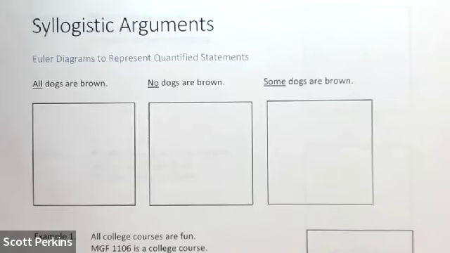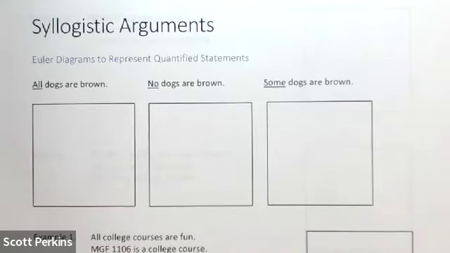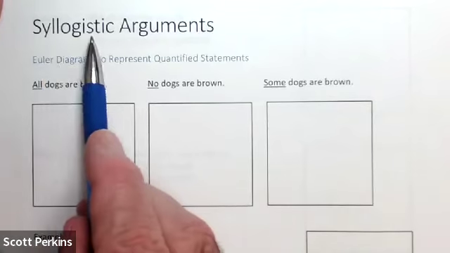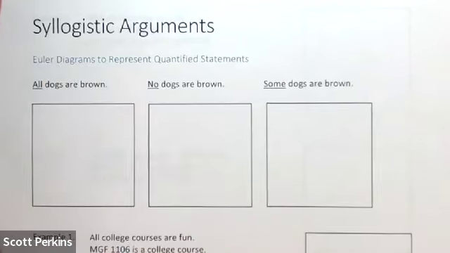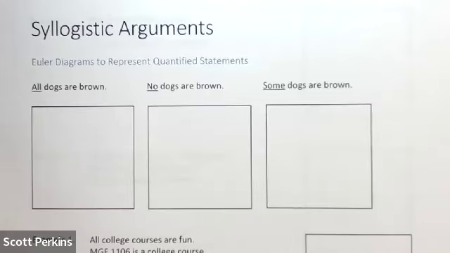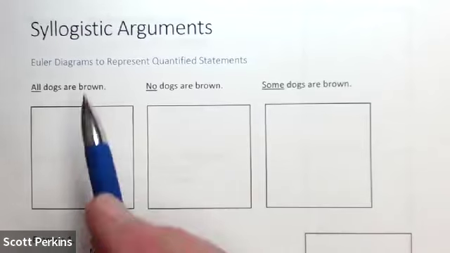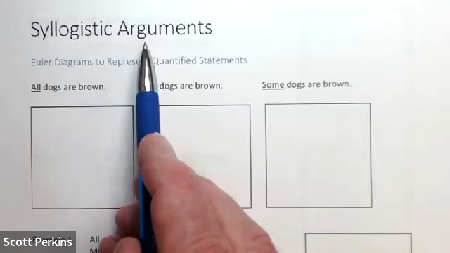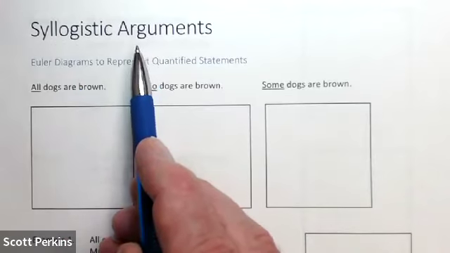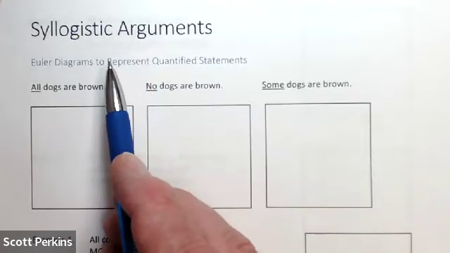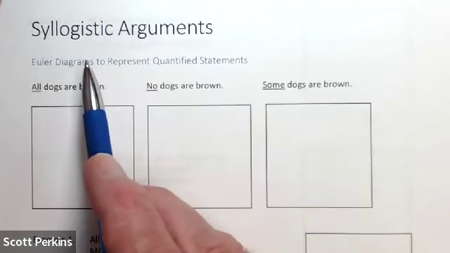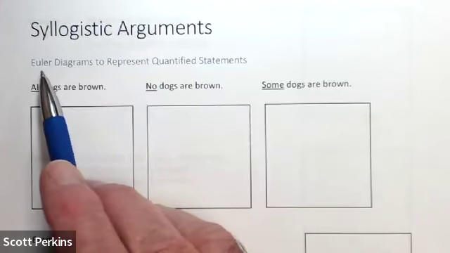And when you have an argument that involves all or some or none statements, it's called a syllogistic argument. Again, another fun word to say and to spell. Math people love these fun words. So syllogistic arguments. And what we're going to use is a tool that a very famous and prolific mathematician from, I think it was either the 1400s or the 1500s, pretty amazing.